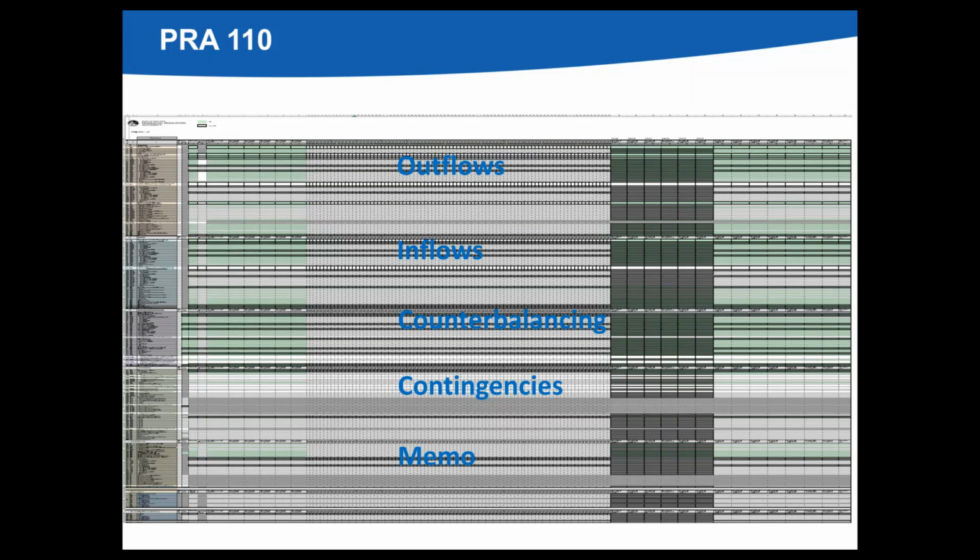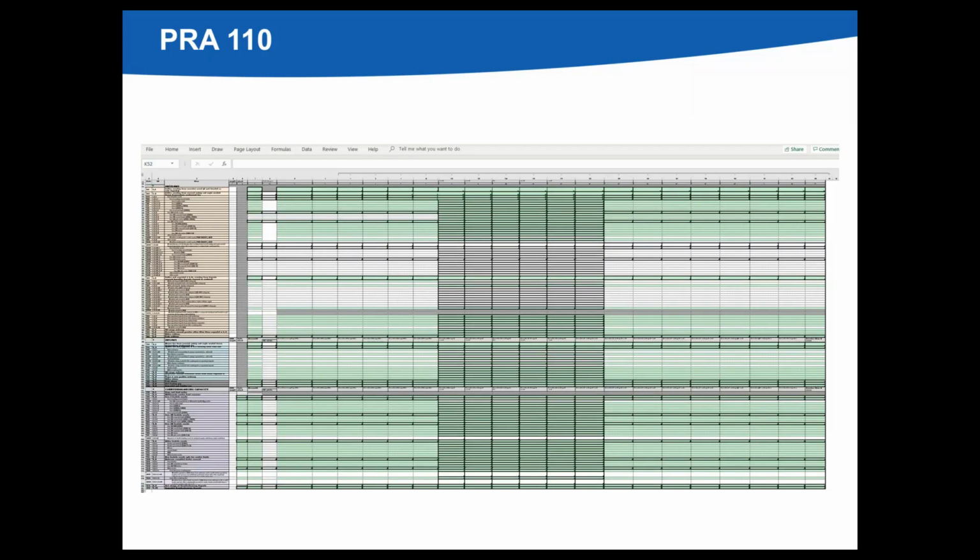What we're going to focus on today is the first three sections: the outflow, inflow and counterparty sections. So that just makes it a little bit more tangible, get our heads around. In some ways, what we're covering today is how to complete the contractual cash flows, the contractual inflows, outflows and counterbalancing sections. That can all be done from source data, or should be able to be done from source data.